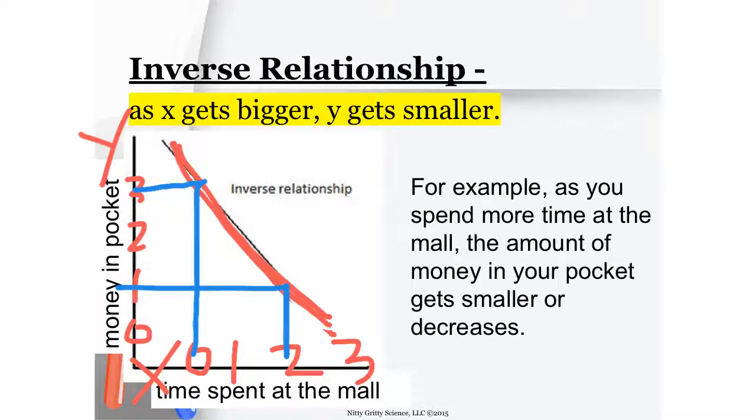So you can see that as I go from 0 hours to 2 hours at the mall, so I increase the amount of time at the mall as x gets bigger from 0 to 2, the amount of money in my pocket gets smaller. The y-axis gets smaller. It goes from $3 to $1. So that might help you with graphs.